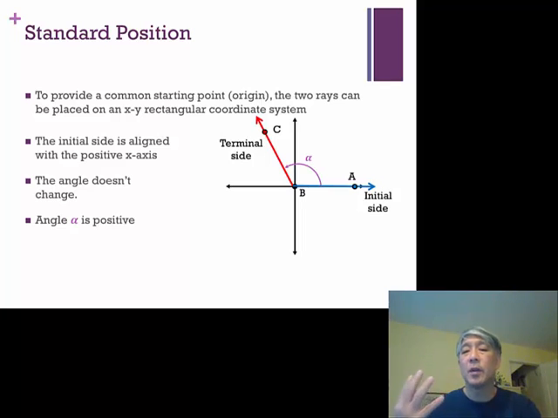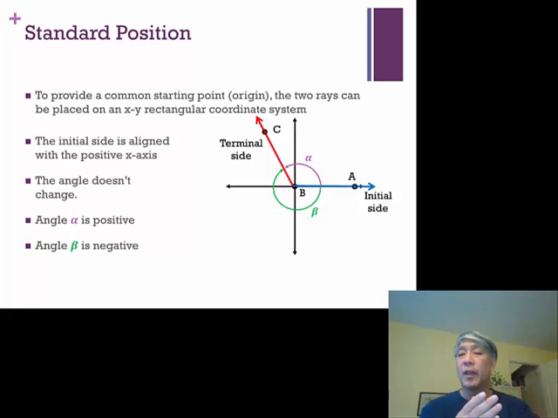In this case I'm going to use the letter alpha, just so we get used to using different letters. Angle alpha is positive, again, because it's measured counterclockwise. Angle beta, if I were to measure that, would be the negative version. However, they are identical. They're the exact same angle. It's just a matter of which way you measure it, in the positive direction or the negative direction. Normally we want to stick with the positive.